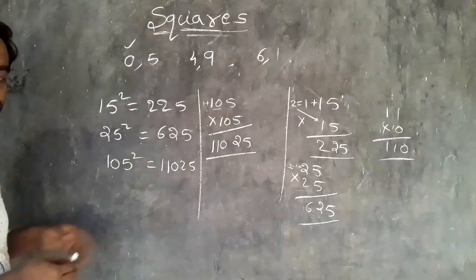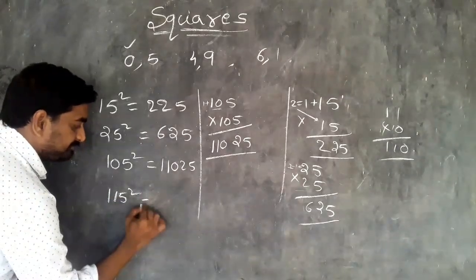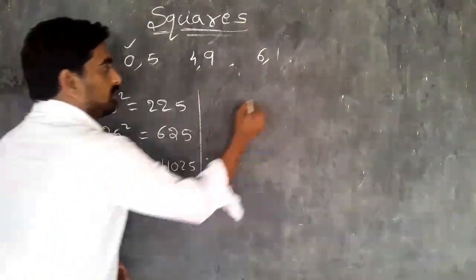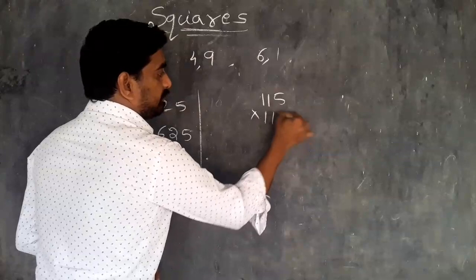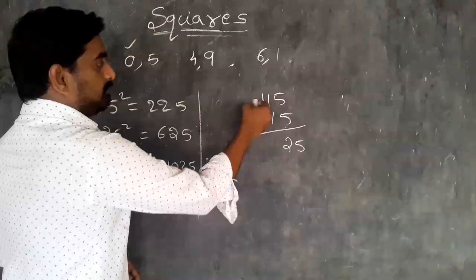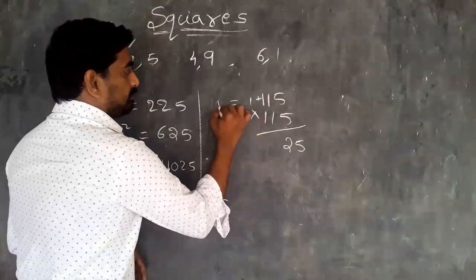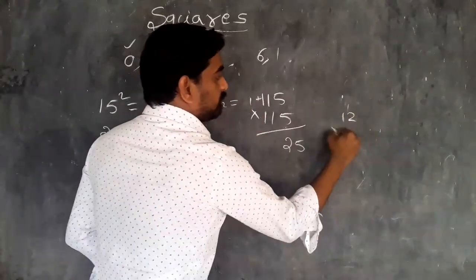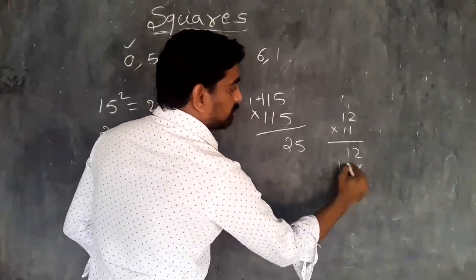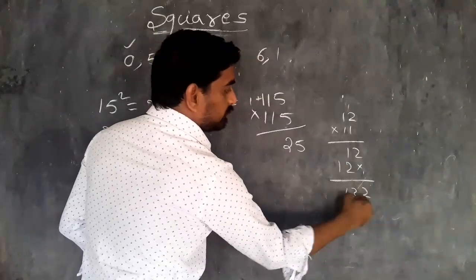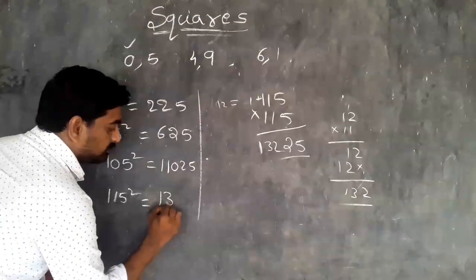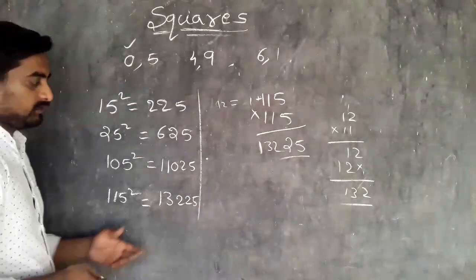We see another number, 115 square. 115 square means 115 into 115. Same method, friends. 5 5s are 25. Same technique, we add plus 1, that means we got 11. We multiply 11 into 12, which is 132, so 1 3 2. So the final answer is 115 square is 13225. So this is the final answer.